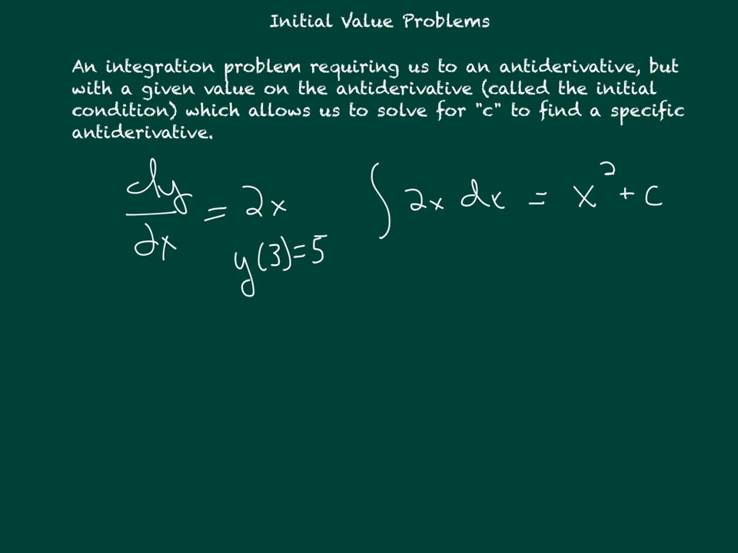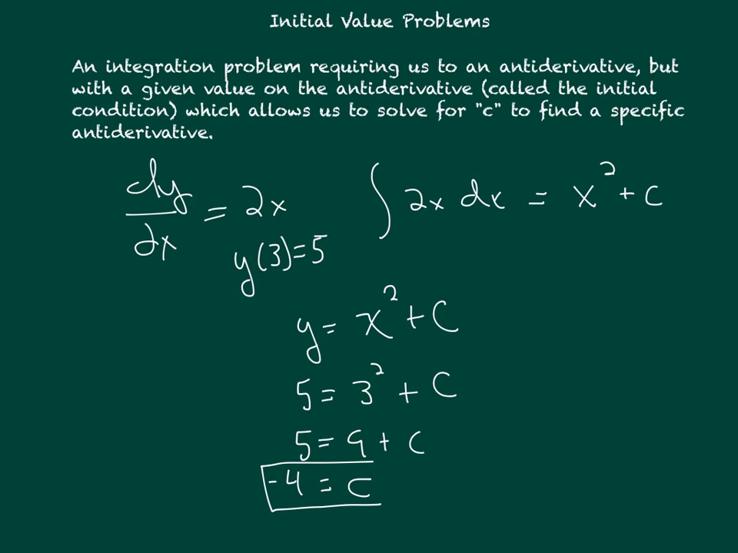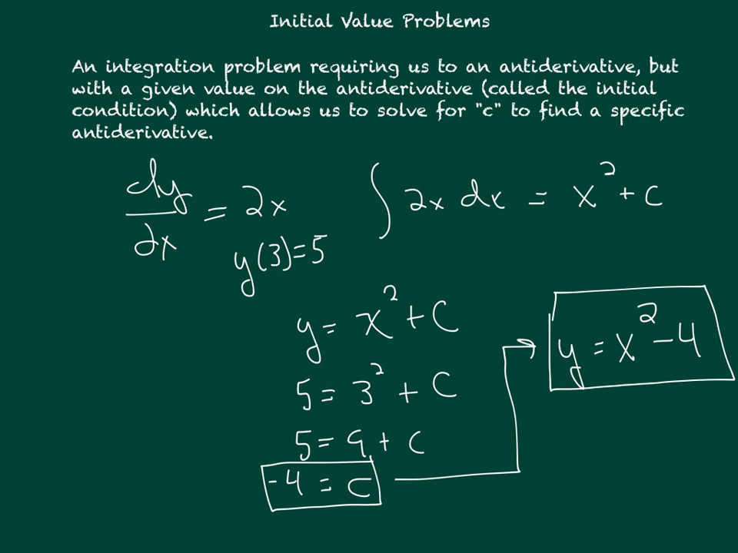And here's how I would do it. We would say that since y equals x squared plus c, I can now substitute in and say that 5 equals 3 squared plus c. So therefore 5 equals 9 plus c, or c equals -4. Knowing that allows me to solve the initial value problem with the exact antiderivative y equals x squared minus 4. That is the antiderivative that solves the integral and also passes through the point (3, 5).